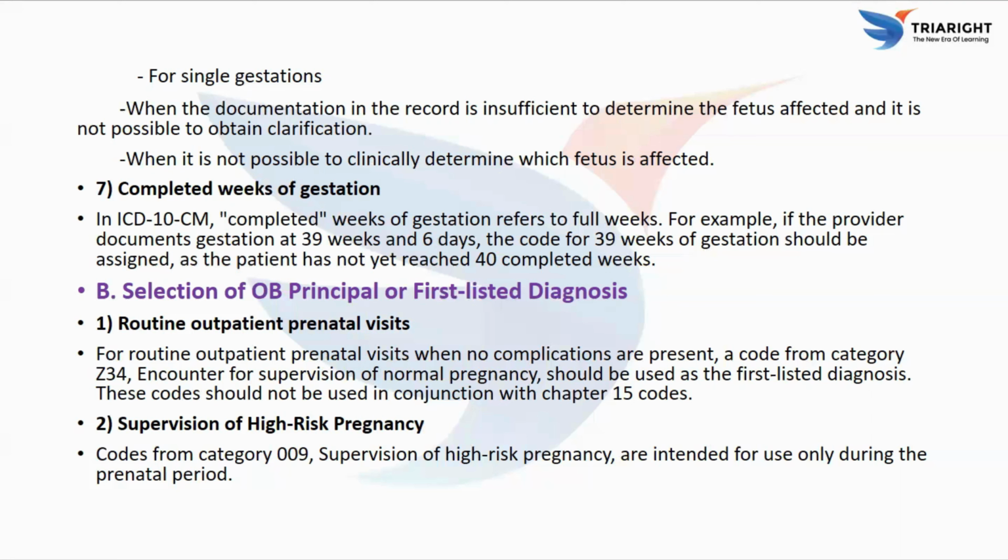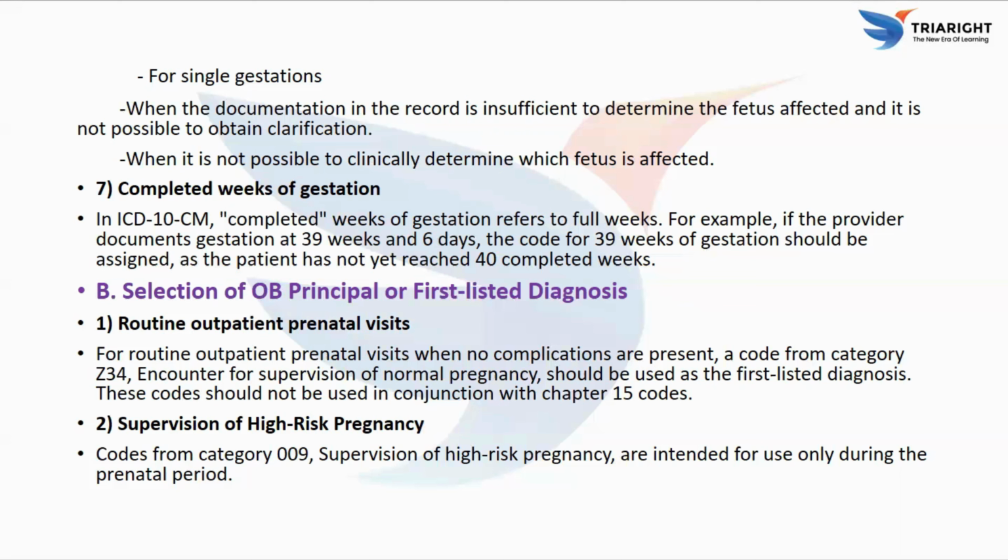Knowing whether it is a complicated pregnancy or a normal pregnancy is very important to assign the chapter 15 codes. So, the second guideline is related to the supervision of high-risk pregnancy. Some pregnancies need more care due to higher risks such as diabetes, hypertension, teenage pregnancy, elderly pregnancy, multiple gestation like twins or triplets, past miscarriage history. For high-risk pregnancies, you have to use codes O09, which indicates supervision of high-risk pregnancy. This is used only during the prenatal period before the delivery.